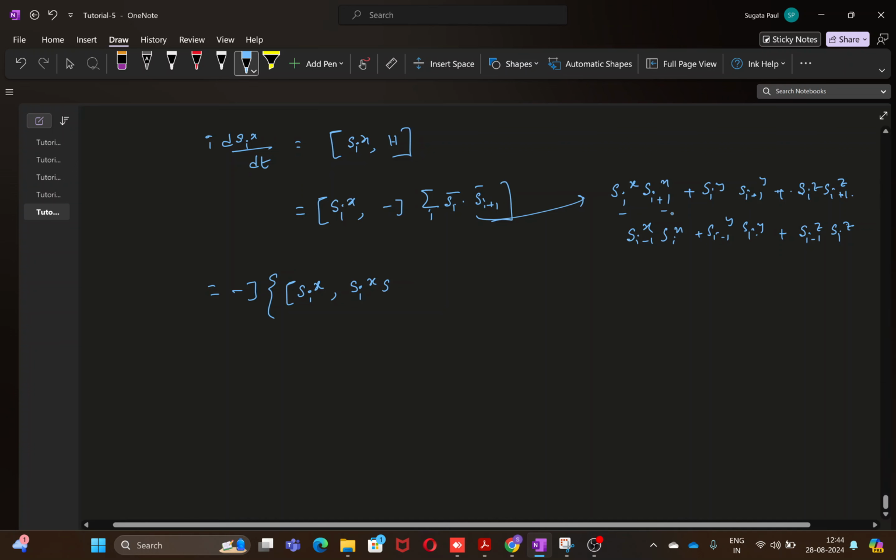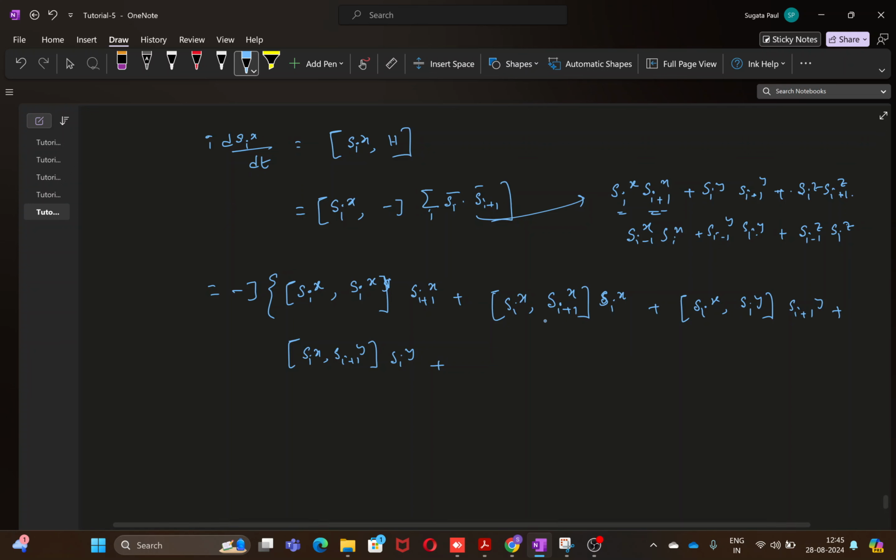We can just take it term by term right now. The first term is SIX, SI plus 1x. So just take the first SIX commutator bracket, and SI plus 1x remains. Then you have SI plus 1x, leaving the SIX behind, because I have taken this term inside the commutator. Then similarly for y you will continue: SIY, SIX, SIY, SI plus 1y, plus SIX, SI plus 1y, SIY.